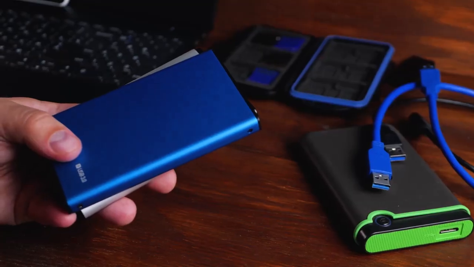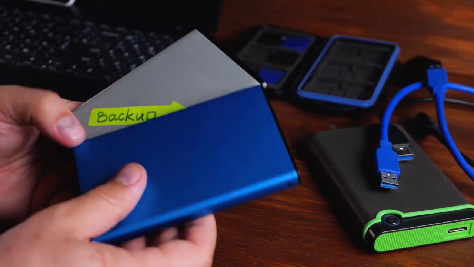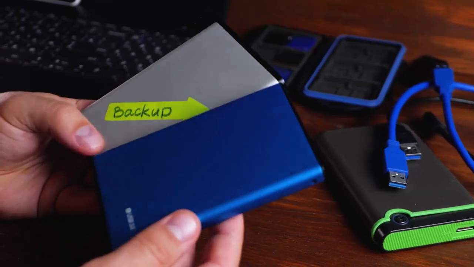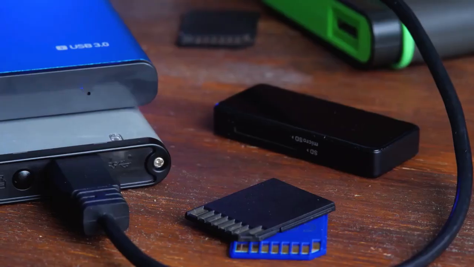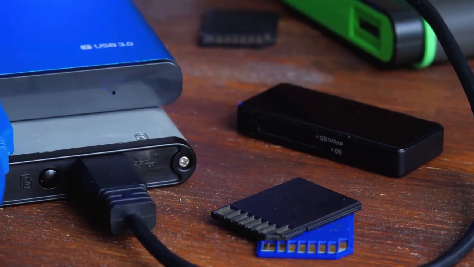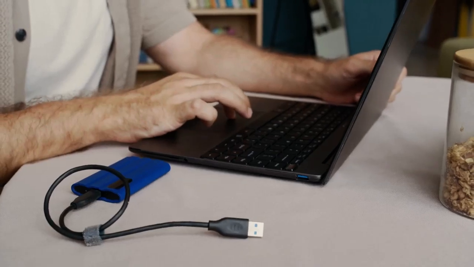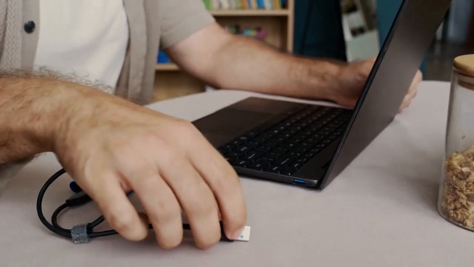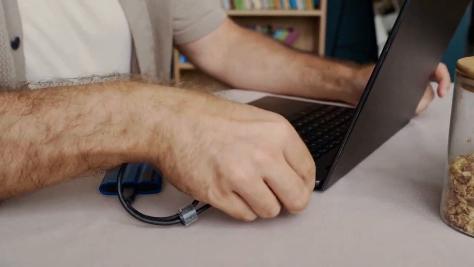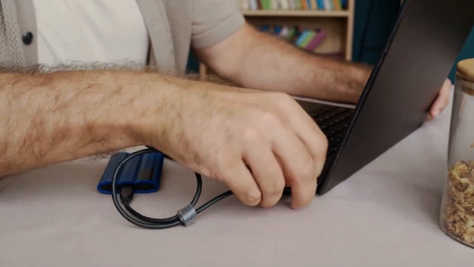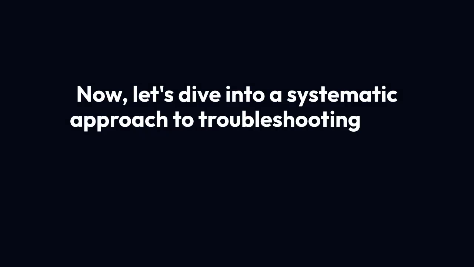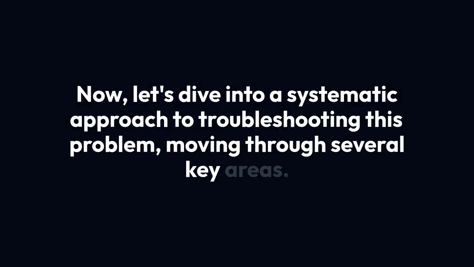When you initiate a cloning or recovery process, Disk Utility needs to read every bit of data perfectly from the source drive and write it equally perfectly to the destination drive. Any minor hiccup, inconsistency, or unreadable block during this intensive process can easily trigger this specific error code. Now, let's dive into a systematic approach to troubleshooting this problem, moving through several key areas.